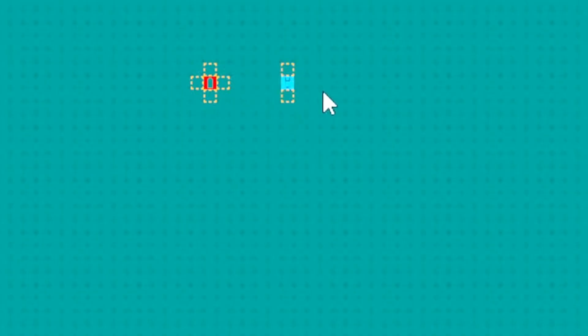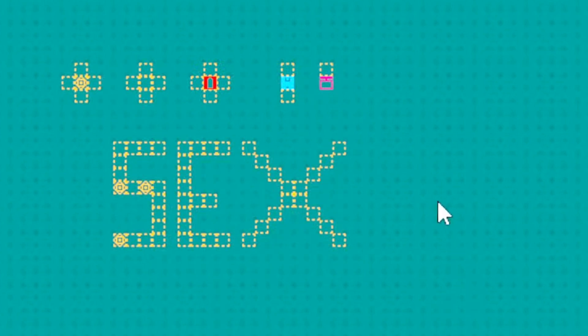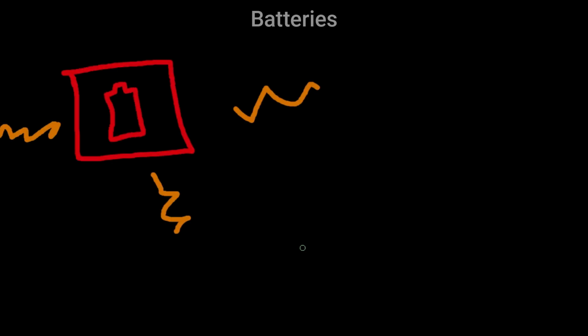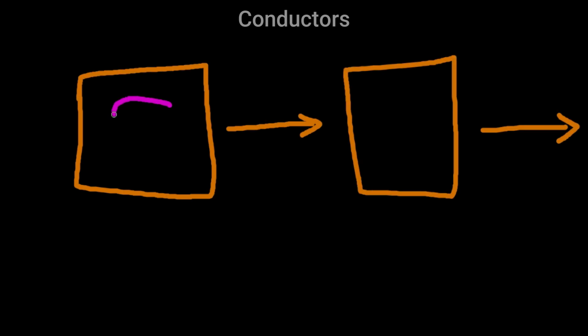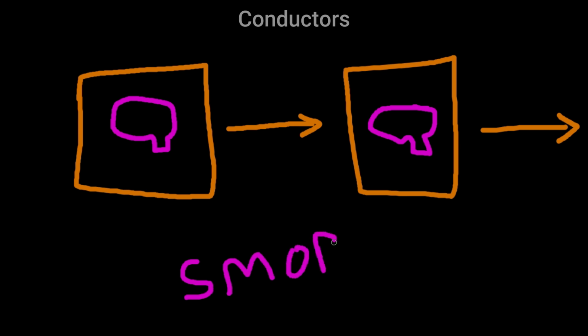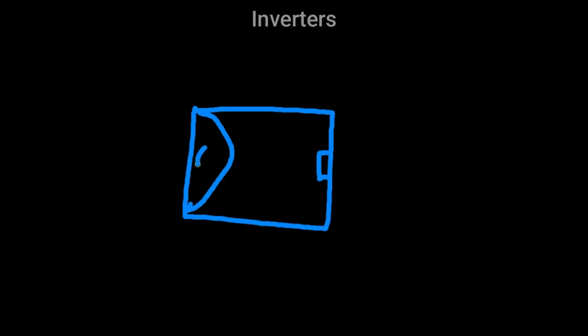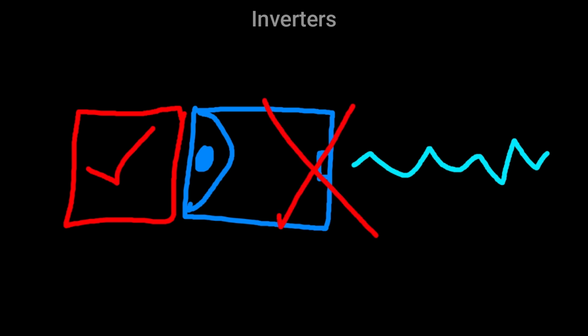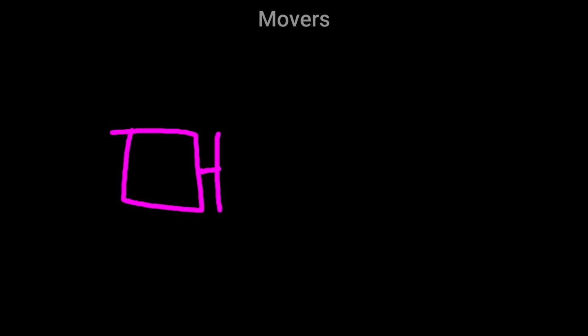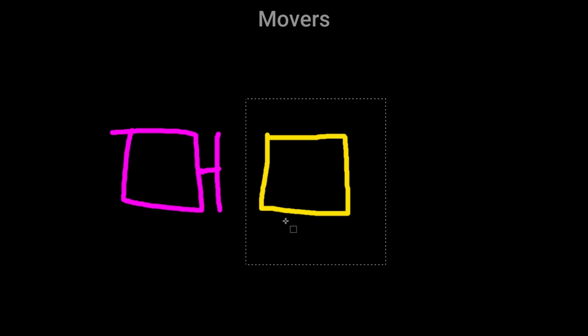Speaking of working, I have to get these components working because currently, this game is more of a pixel art editor than anything else. Here's a basic summary of how each component works. Batteries are power sources that you can toggle on and off. Conductors are like wires that transfer power. They also have a memory mode, that means they stay on even if they're no longer powered. Inverters produce a signal from their back unless the block in front of them is powered, then they turn off. And movers are like pistons in Minecraft that push the block in front of them forward when they're powered.